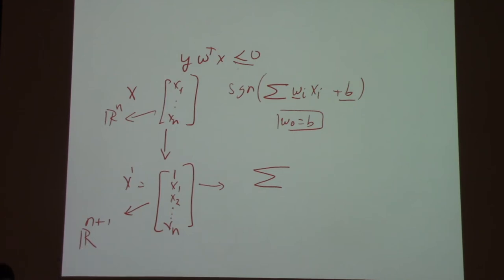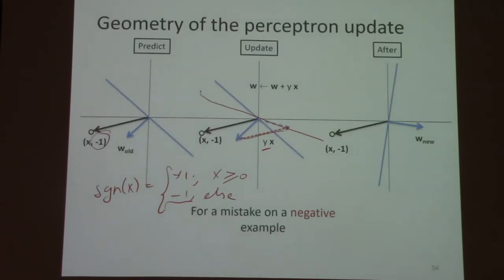What happens when we do an update? Do we move the symmetric line towards the actual point? No, you don't move it, you actually rotate the line. So this was the original line, and you're rotating the line so that the point is closer to being classified.